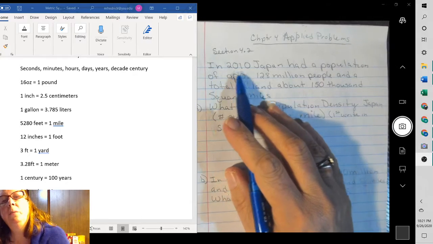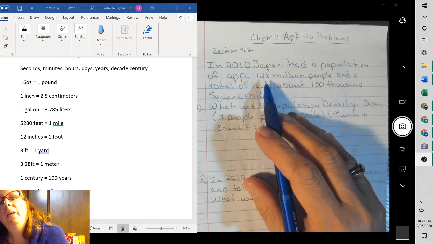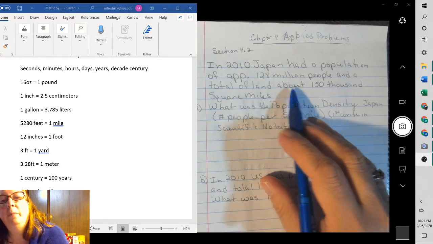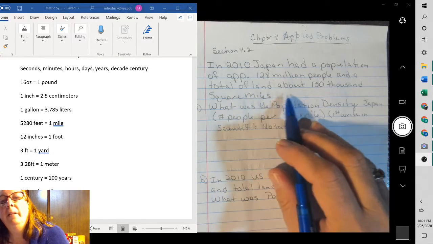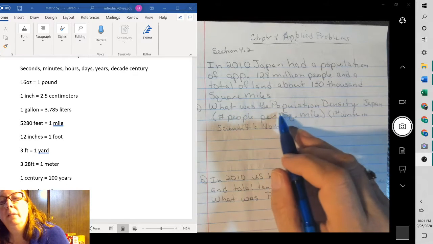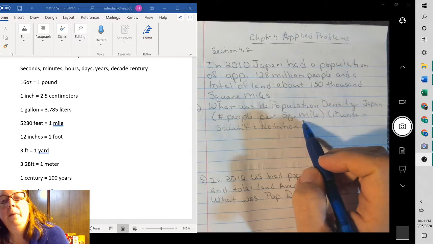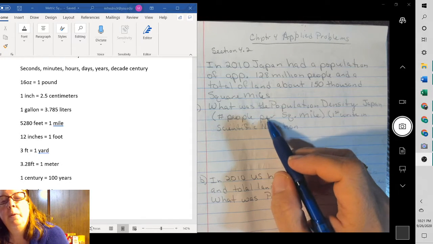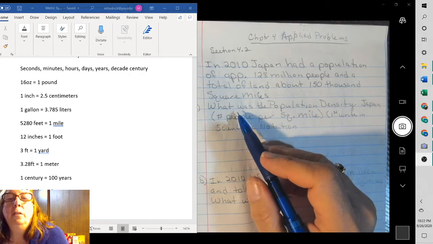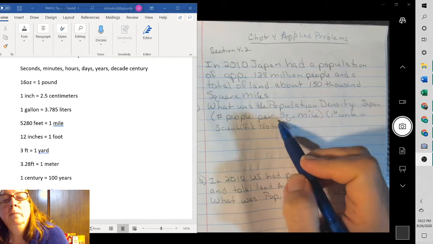So the first one, in 2010, Japan had a population of approximately 128 million people and a total of land about 150,000 square miles. What is the population density? Population per square mile is what your density is. Remember, per means to divide. So you take your number of people and divide by your square miles.